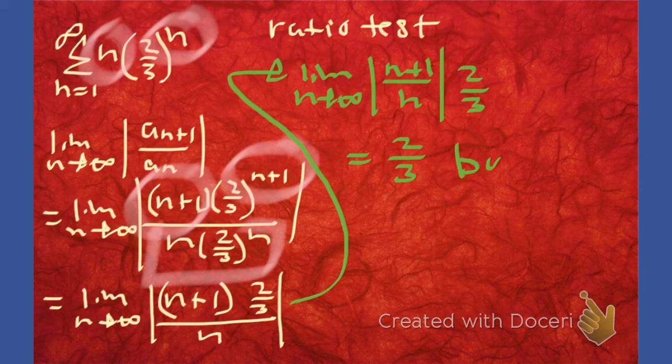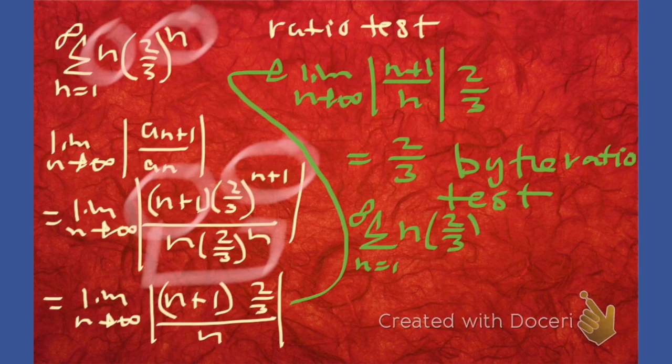The limit of (n+1)/n goes to 1. So you're left with 2/3, which means that limit exists and that limit is smaller than 1. So by the ratio test, the original series converges.